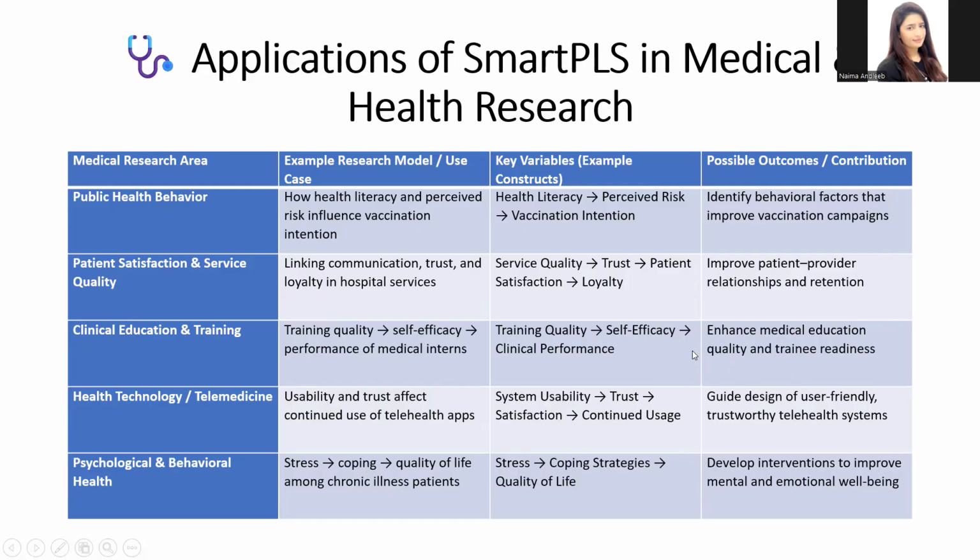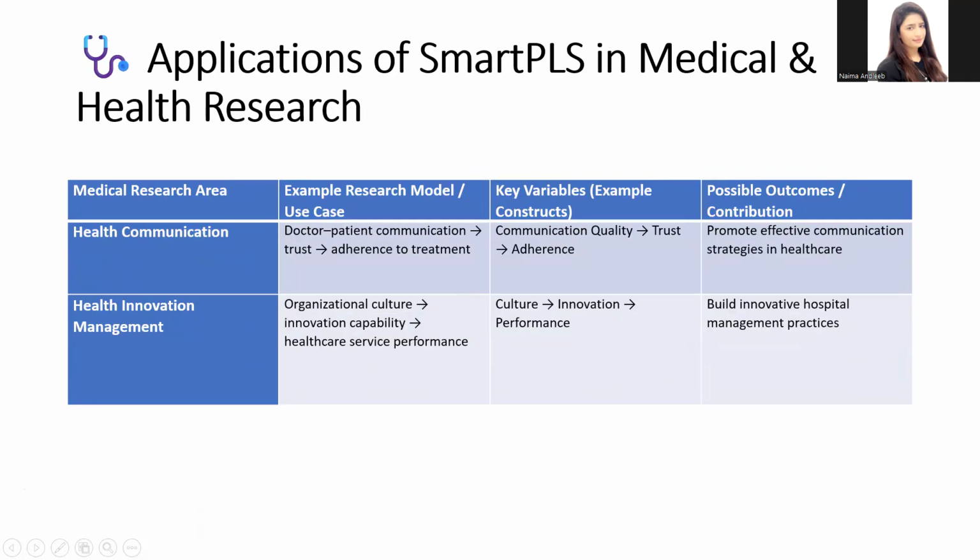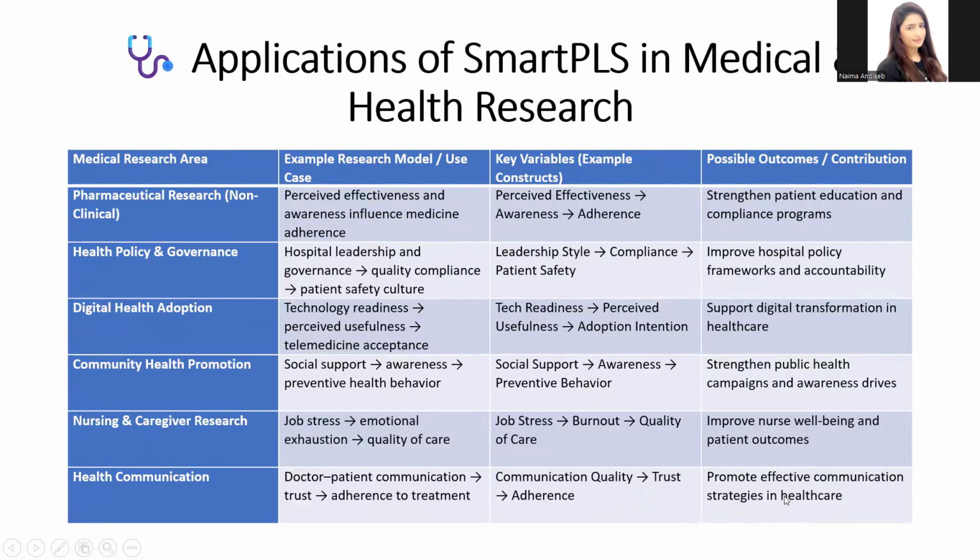So you can see there are the clues for your research: healthcare technology, telemedicine, psychological and behavioral health. Next is pharmaceutical research, non-clinical health policy and governance, digital health adoption, community health promotion, nursing and caregiver research, health communication, and then health innovation and management. You can view these models and variables and outcomes one by one. These will be beneficial for you to understand in which way you are going, and Smart PLS will be the best fit for your model.